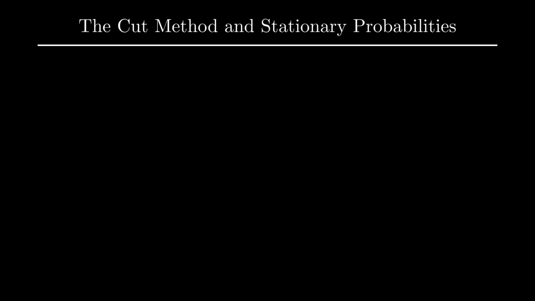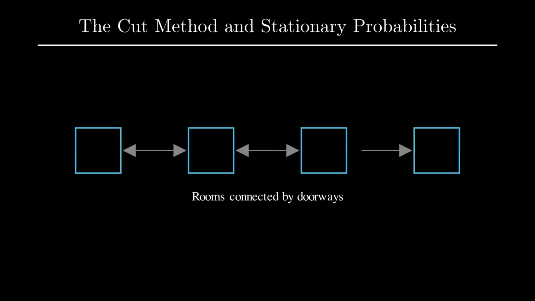Today we explore the cut method, an elegant trick for finding the stationary distribution of a Markov chain. Picture a series of rooms connected by doorways with people walking randomly through them. After a long time, the number of people in each room stabilizes, not because anyone stops moving, but because the rate entering each room equals the rate leaving. And the cut method exploits this balance. Draw an imaginary line across the system and demand that flow left to right equals flow right to left.